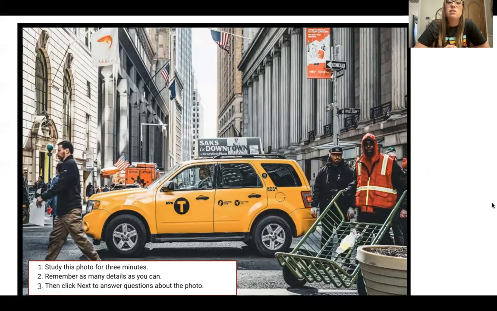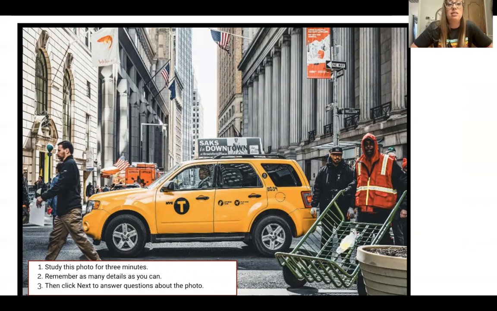So here is the first exercise that we are going to use today. This is a scene and it is meant for you to study for 3 minutes and remember as many details as you can. And then on the next slide, we'll go over the answers. To help with these chunking techniques, I can give a little example of how we would apply them to this specific photo.